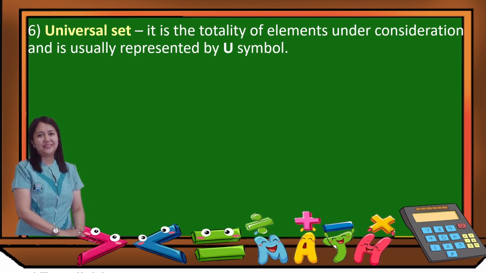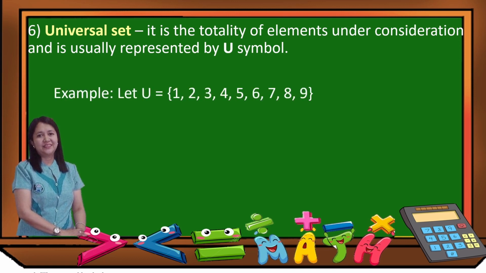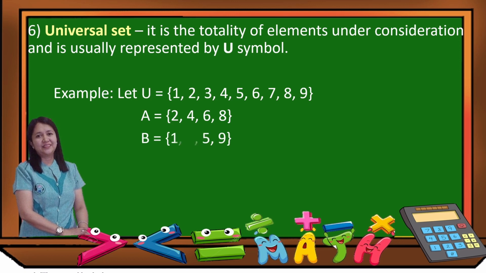Universal set. It is the totality of elements under consideration and is usually represented by the U symbol. Example: let the universal set be equal to 1, 2, 3, 4, 5, 6, 7, 8, 9, or the first 9 counting numbers. Set A is equal to 2, 4, 6, 8, the even numbers. Set B, 1, 3, 5, 9.